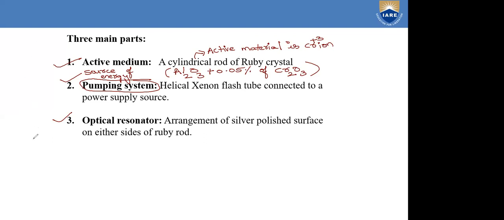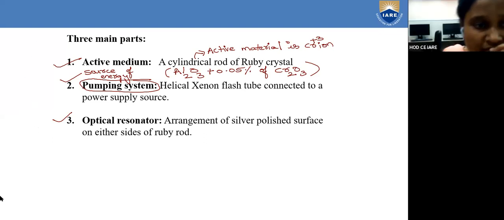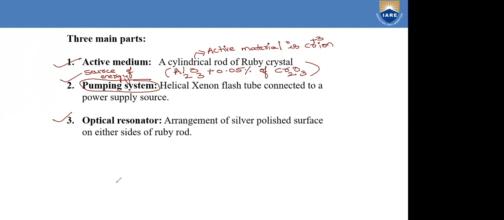See, once you are done with this copying, I'm going to explain about the construction. Have you copied these three main parts of ruby laser? Yes, ma'am. Copied, ma'am.